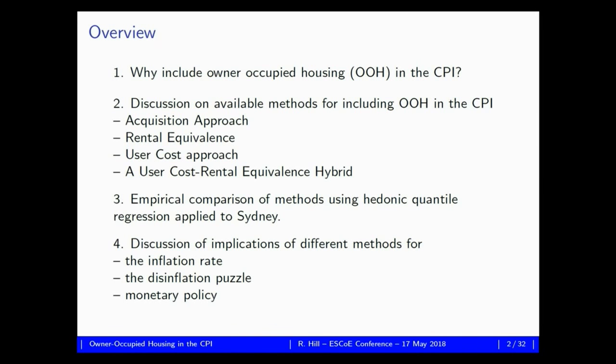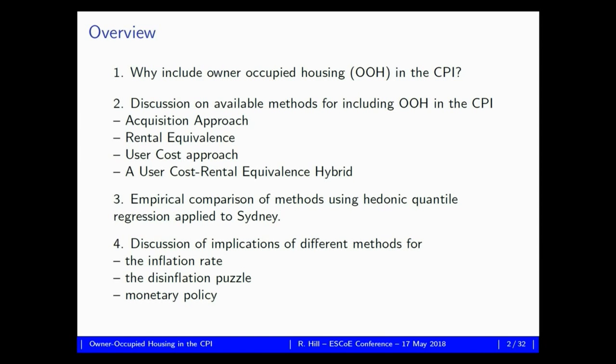But then we'll also talk about a kind of new hybrid method we've thought of, which combines aspects of user cost and rental equivalence. Then we apply the methods empirically to data for Sydney, Australia. So this allows us to actually see how much difference it makes, which method you use, to the CPI. The reason for choosing Sydney is the Australian Bureau of Statistics computes a separate CPI for each of the main cities. So there's a CPI specifically for Sydney, and we also have detailed micro-level housing data for Sydney.